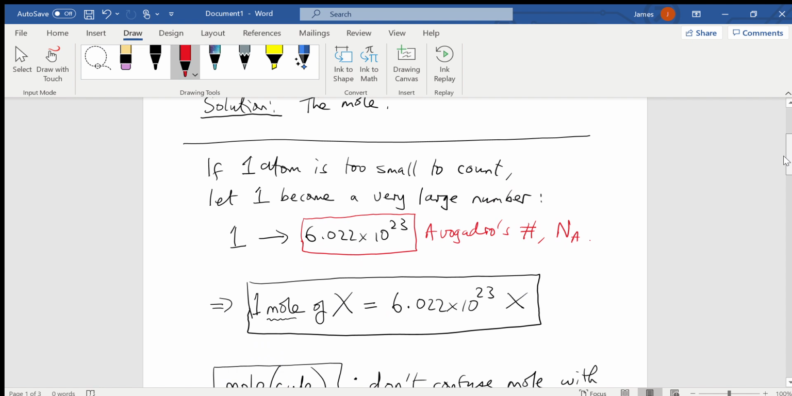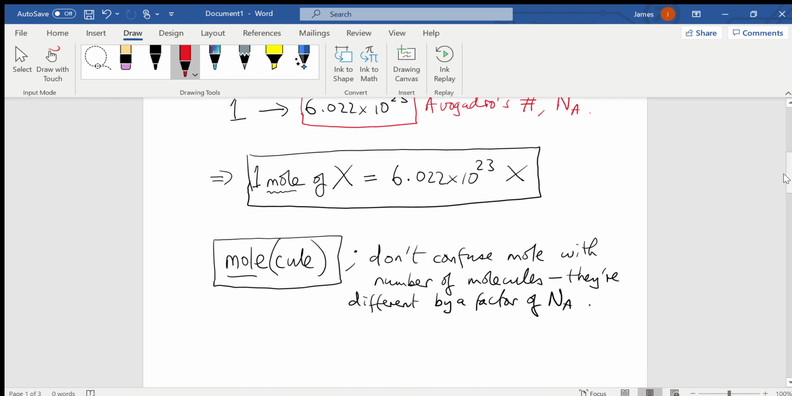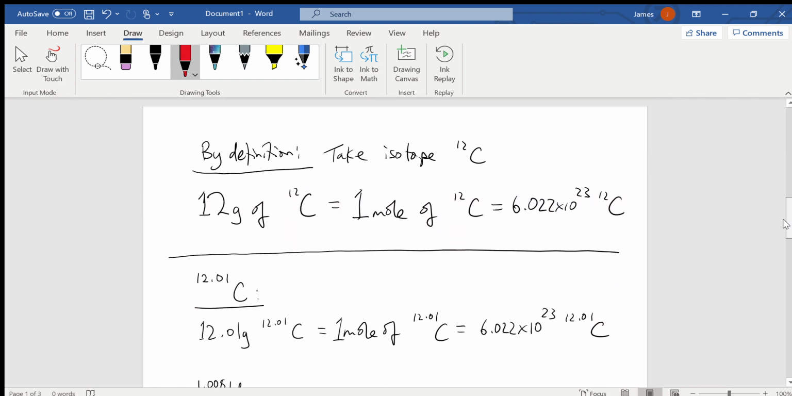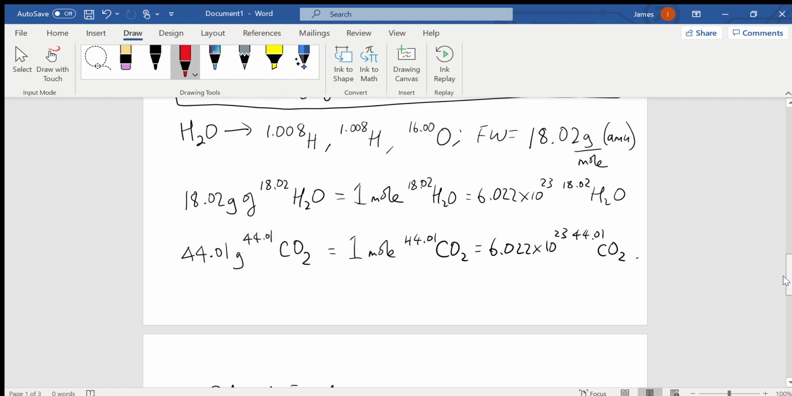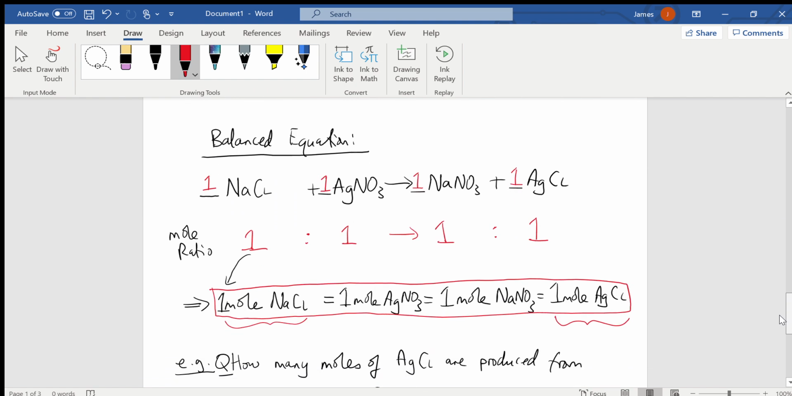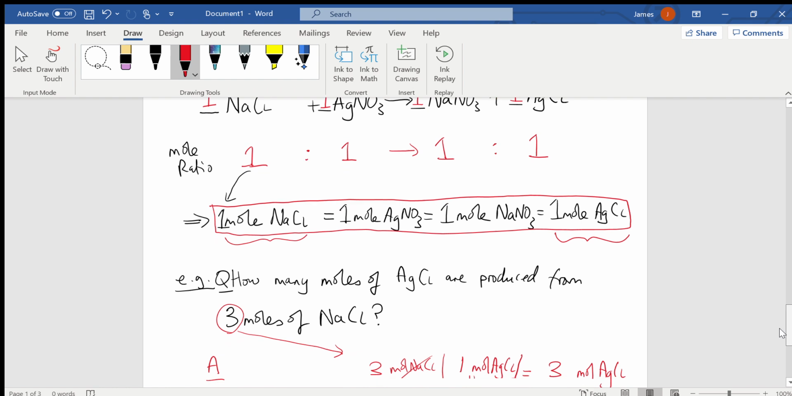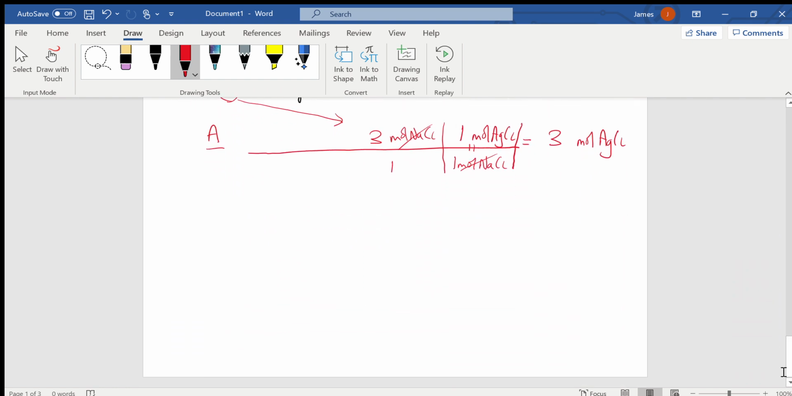We have definitions. Mole of X is Avogadro's number of X. The word mole comes from the word molecule, but don't confuse them, they differ by a factor. We have a definition, and we saw what we can do with it, both for elements and for molecules. And finally, we saw how it leads into setting the stage for stoichiometric calculations. And that will wrap up this video.